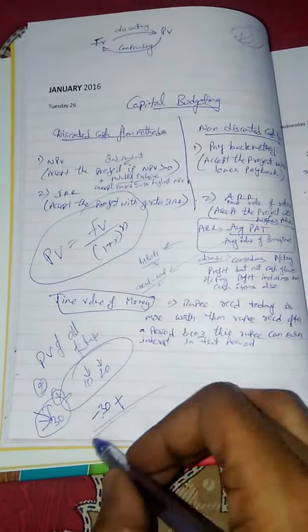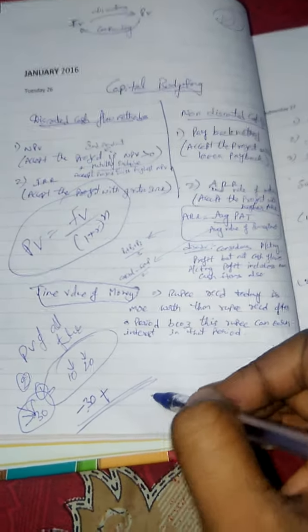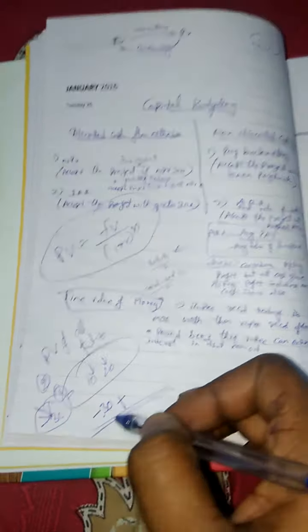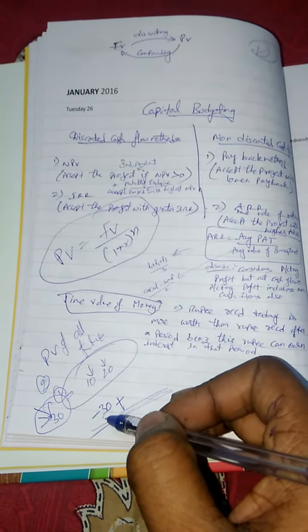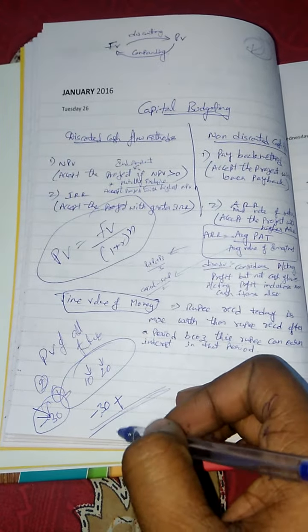And always, present value is at the beginning of the period. So this is being invested at the beginning of the period. So present value is nothing but future value divided by (1 plus r) whole power n.